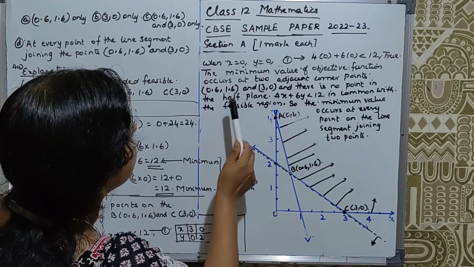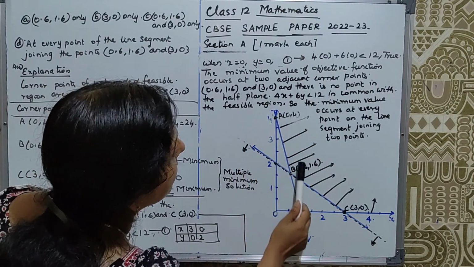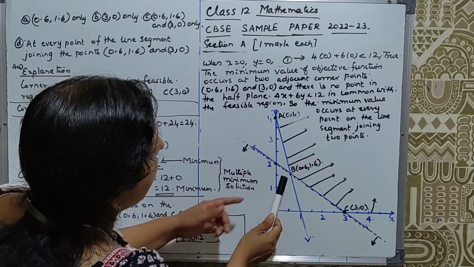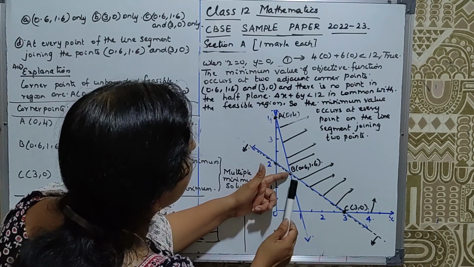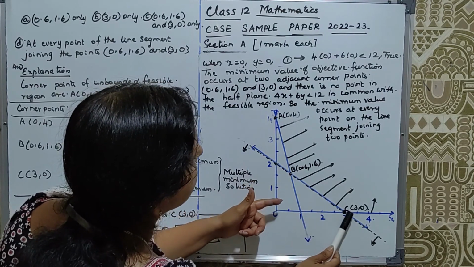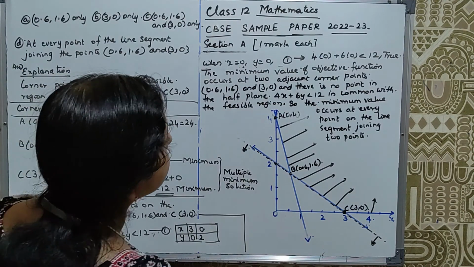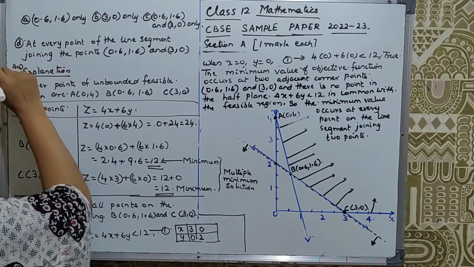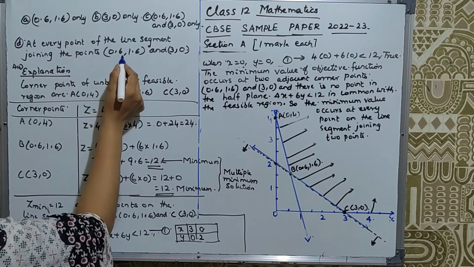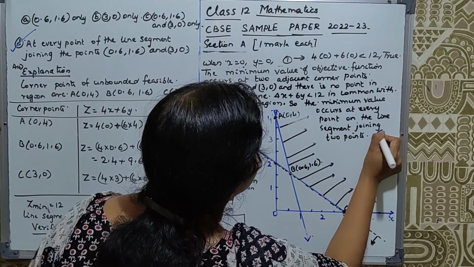That is, there is no point in the half plane 4x plus 6y less than 12 in common with the unbounded feasible region. So what do we conclude? The minimum value occurs at every point on the line segment joining B (0, 6), (1.6) and C (3, 0). So the correct option is D: at every point on the line segment joining the points (0, 6), (1.6) and (3, 0). So the choice will be D according to this explanation.